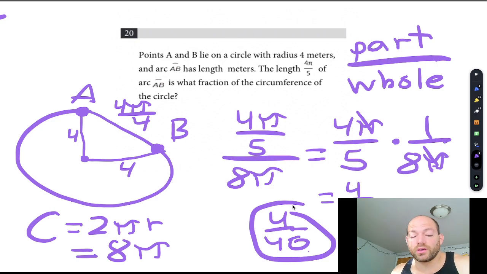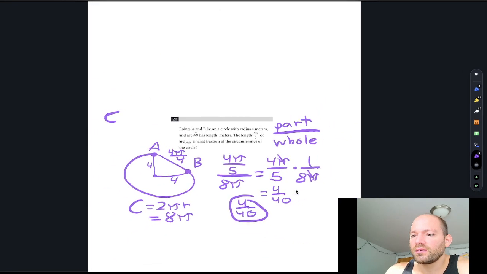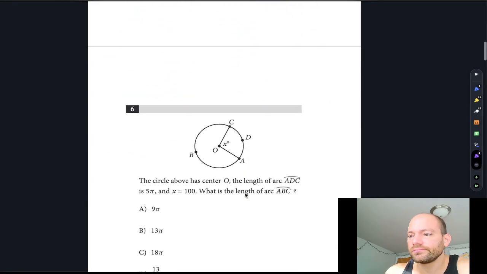Just leave it at that. I mean, sure, I could make it 1/10. But why? It'll fit in the grid. That's the answer, right? The pi's cancel. Yeah, I think we're good here. So let's just keep going.